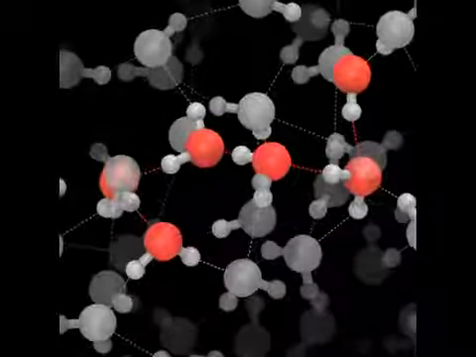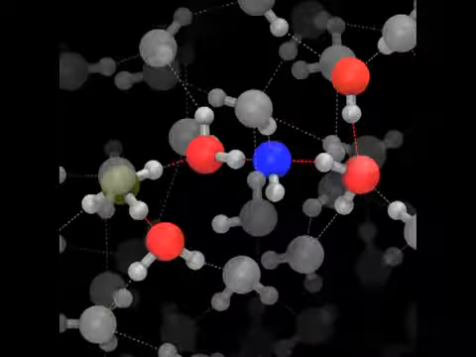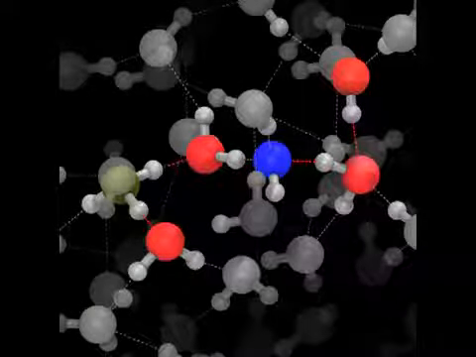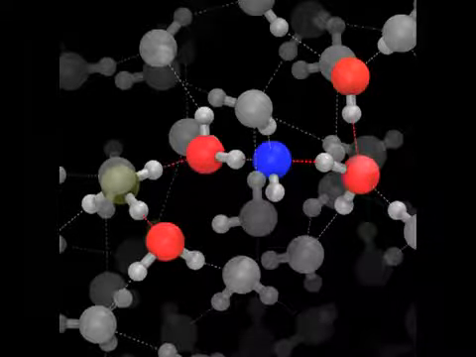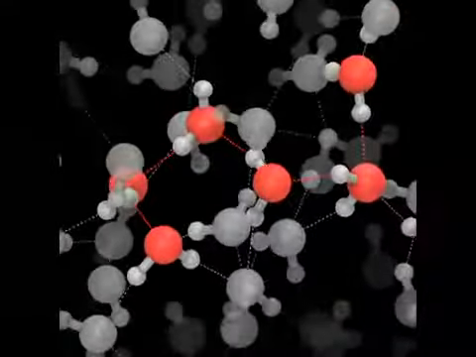Blue coloring highlights the hydroxide ion, an oxygen atom bound to just one proton. The yellow oxygen atom is bound to 3 protons. That's a hydronium ion. Let's see that again.